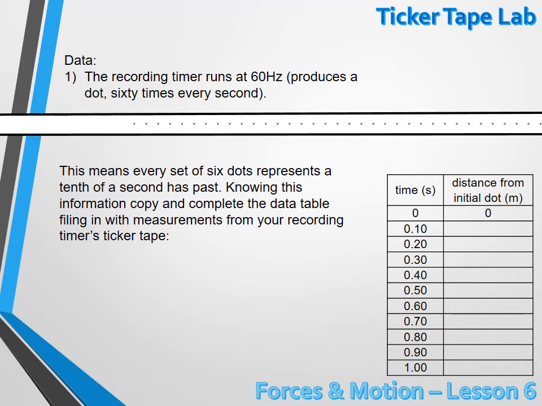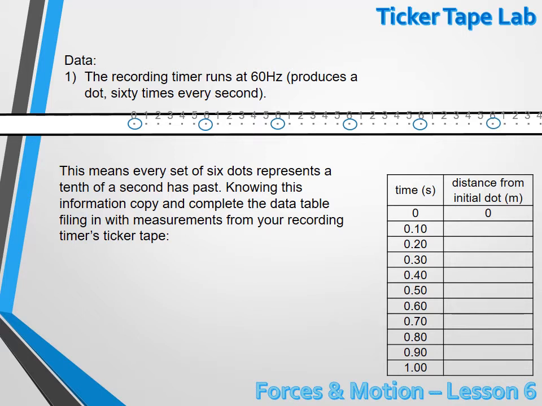I mark off one of the dots as my first dot, and then I'm going to count over and over again every 6 over. So I count 0, 1, 2, 3, 4, 5, 6, all the way down the ticker tape. So I count over to the 6th dot and I circle it. And I count over 1, 2, 3, 4, 5, 6, circle it, and I keep on going.